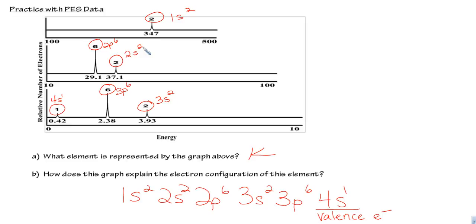So I like this PES. Not only does it confirm electron configurations, but it also confirms this idea of orbitals, and that they're filled in a specific order, that they can hold a specific amount of electrons. This is good stuff.